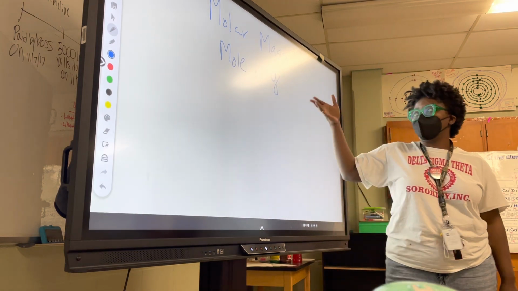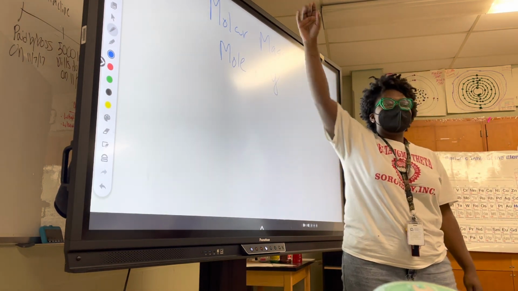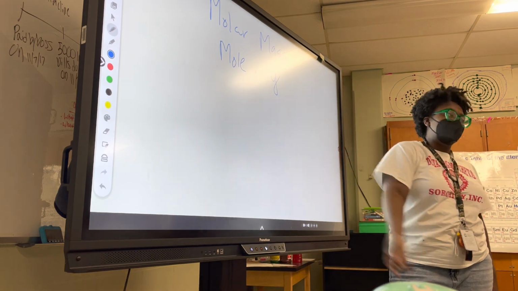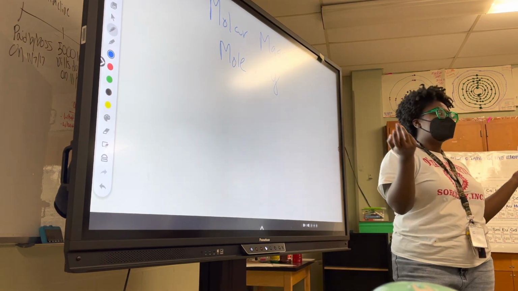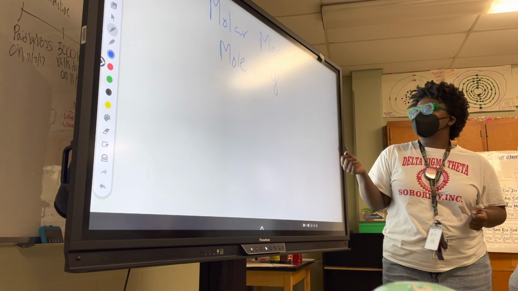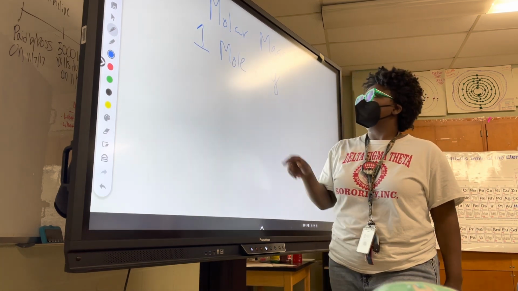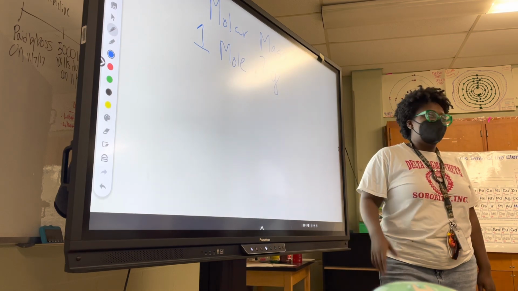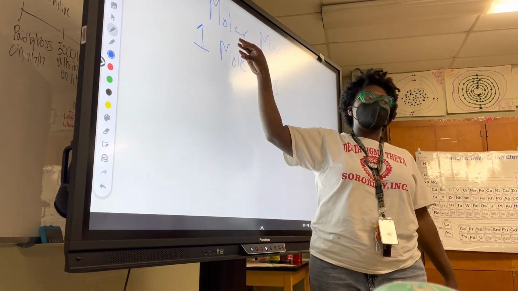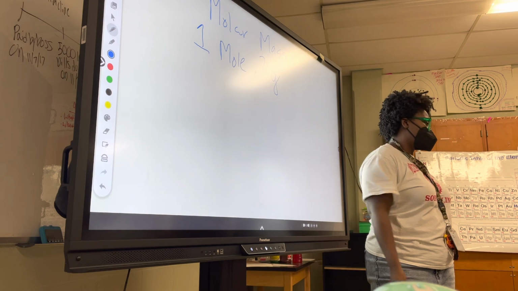Right, so we have gram and we have mole. That came off the term molar mass. Okay, so what in the world does that mean? That means that we can determine in 1 mole how much it weighs. How much does 1 mole of a certain substance weigh?